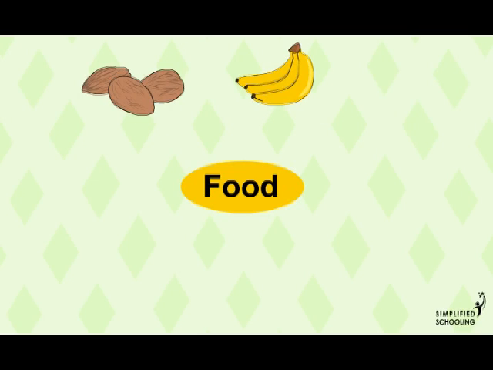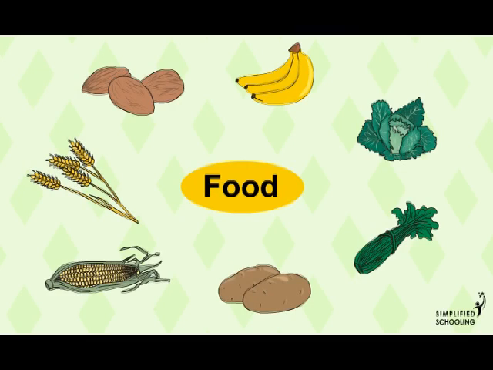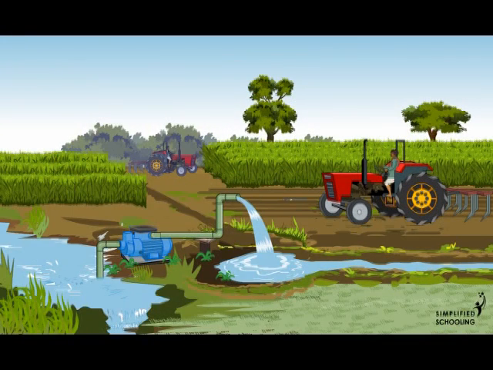Food produced by plants is the major source of energy for all living organisms. Various agricultural practices have helped man produce more food to meet his requirements. Now, let us discuss all these practices followed by our farmers.